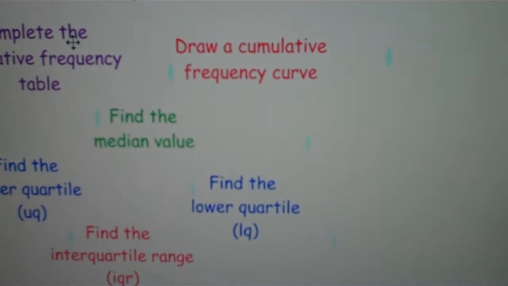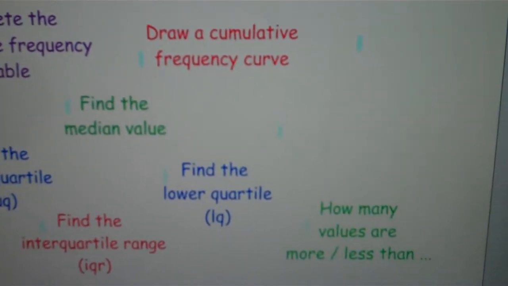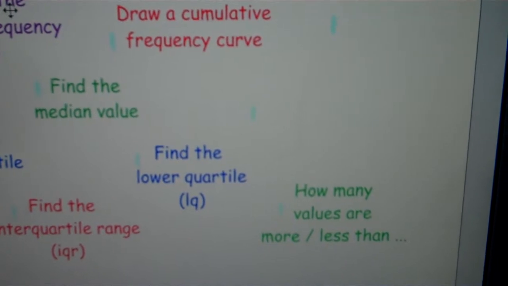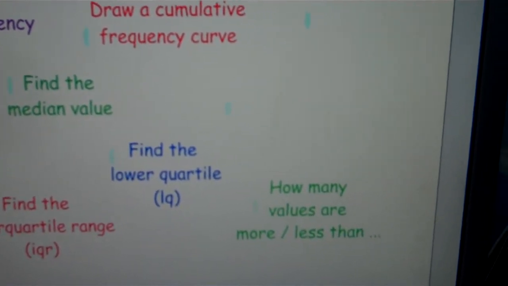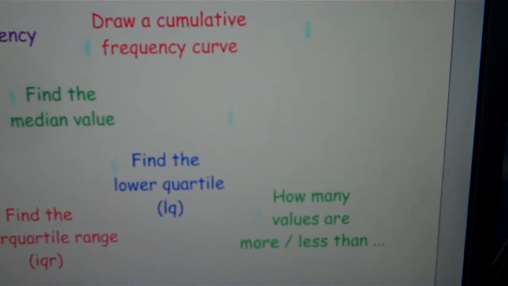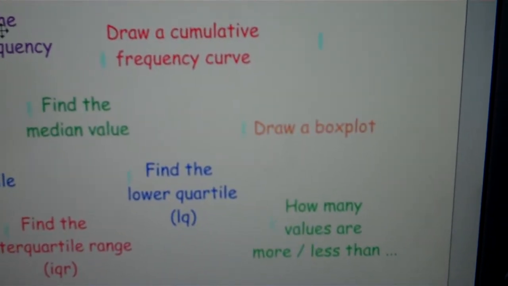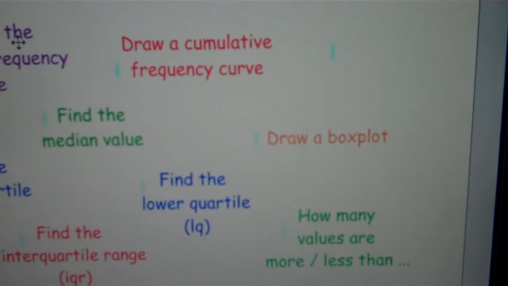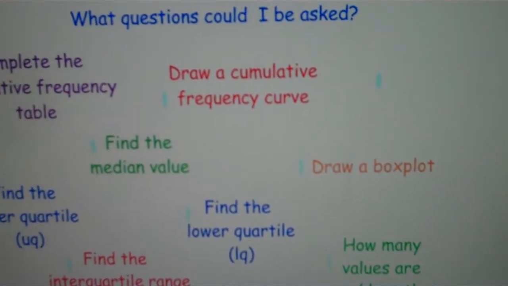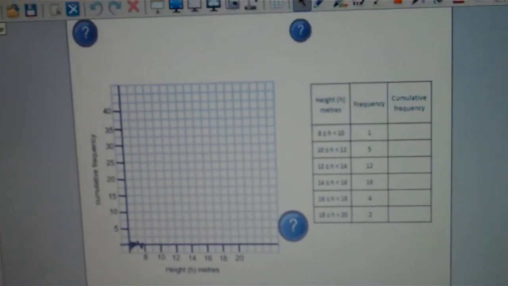There's the lower quartile. They might ask you to make some comparisons. This one's quite interesting. How many values are more or less than? And we'll have a look at that one. And they might ask you to draw an associated box plot. Okay?